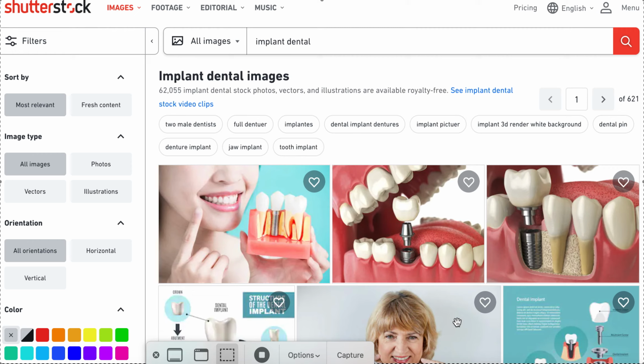Again, this is only a couple hundred dollars per year. I get 120 images per year. And of course, the bigger your plan is, the cheaper it is per picture. So I would definitely recommend it.